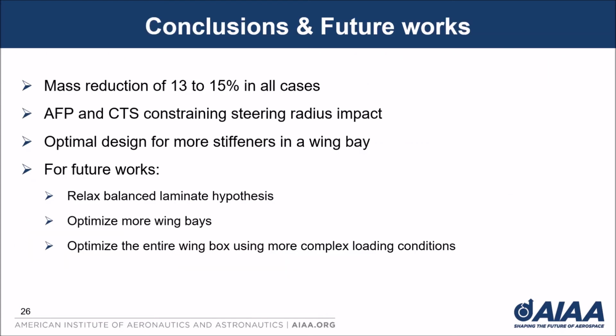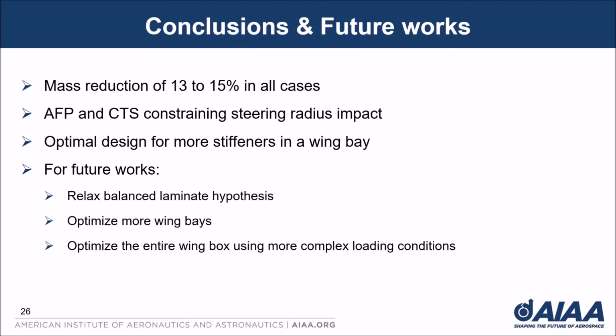As we can see, we had an overall mass reduction ranging from 13 to 15% in comparison to the baseline. Also, we could observe the effect of the constraining steering radius in optimal design based on different manufacturing processes. Finally, the optimal design resulted in more stiffeners within a wing bay.